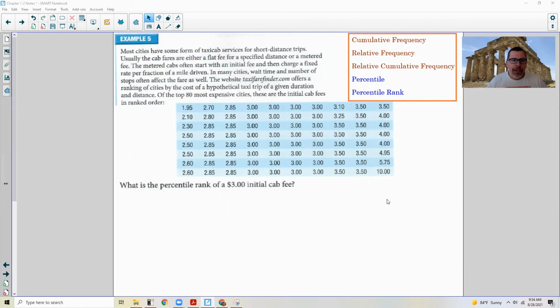The website taxifarefinder.com offers a ranking of cities by the cost of a hypothetical taxi trip of a given duration and distance. Of the top 80 most expensive cities, these are the initial cab fees in ranked order. So they go from $1.95 all the way up to $10. What is the percentile rank of a $3 initial cab fee? So notice there's a lot of $3 in here.